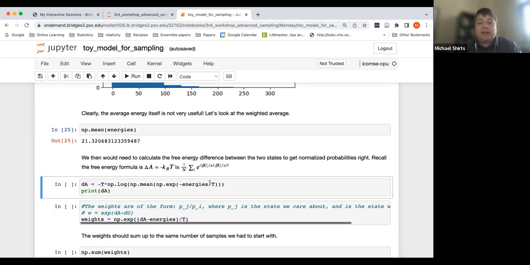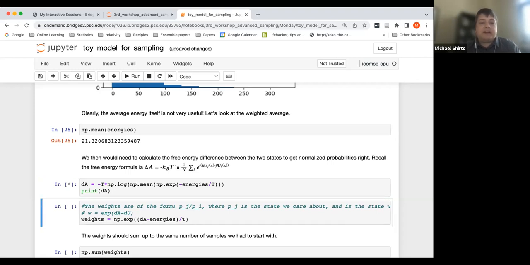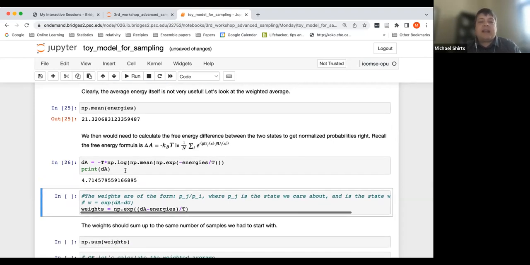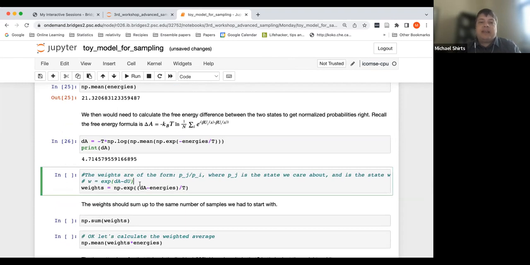So we divide by t, that's the same as multiplying by beta. And then we take the exponential of all these, take the average of this, and then multiply by minus t log, right? So that's what we're doing. We're calculating the free energy. So that's the free energy difference between our biased state and our unbiased state. And then we can calculate the weights of each of those. The weights are just going to be delta free energy.